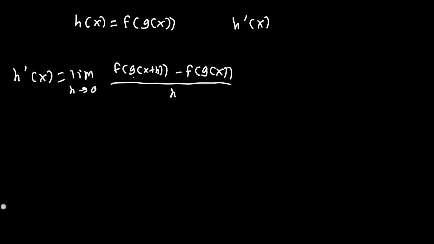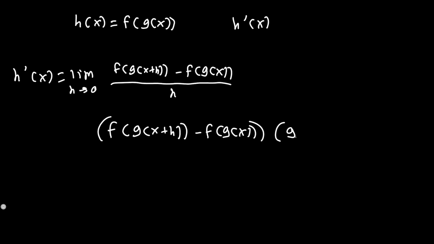Notice that g of x is going to be important, okay? So we're going to multiply by g of x plus h minus g of x. So we're going to have f of g of x plus h minus f of g of x times g of x plus h minus g of x.